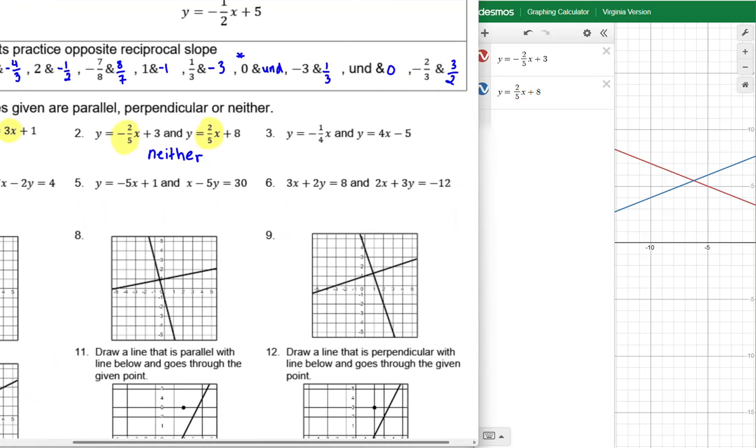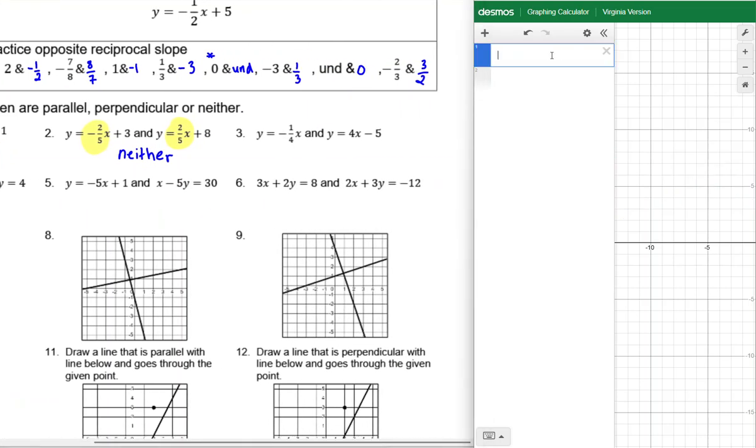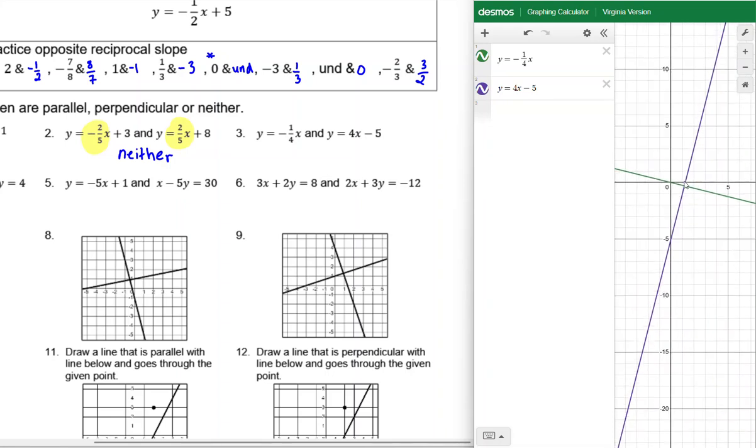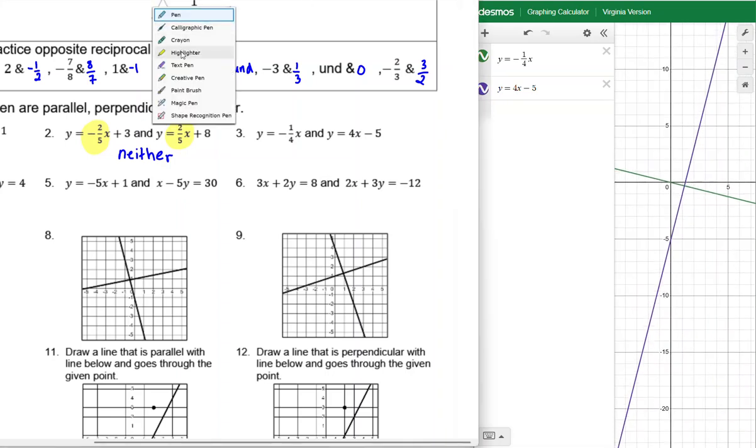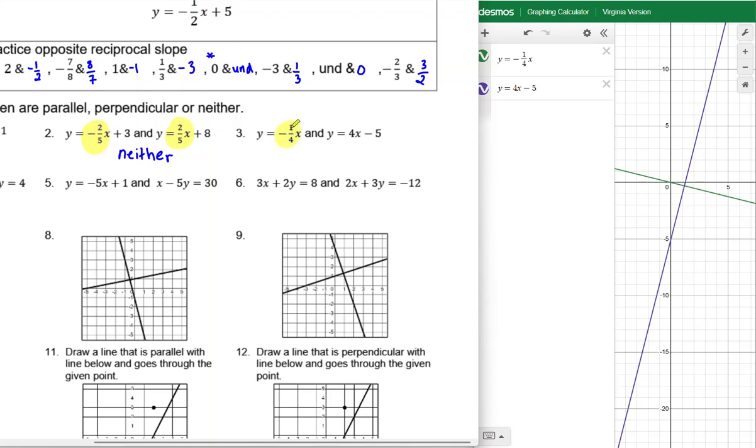The next one, let me go ahead and graph it first before I do anything. I think they might be perpendicular, but y equals negative 1 over 4x, and then you have y equals 4x minus 5. Well, it looks perpendicular, so I'm going to say it's perpendicular, but before we do that, let's take a second to look at the slopes. So negative, this is positive, 1 over 4. Reciprocal would be 4 over 1. So that's good. So this one would be perpendicular.